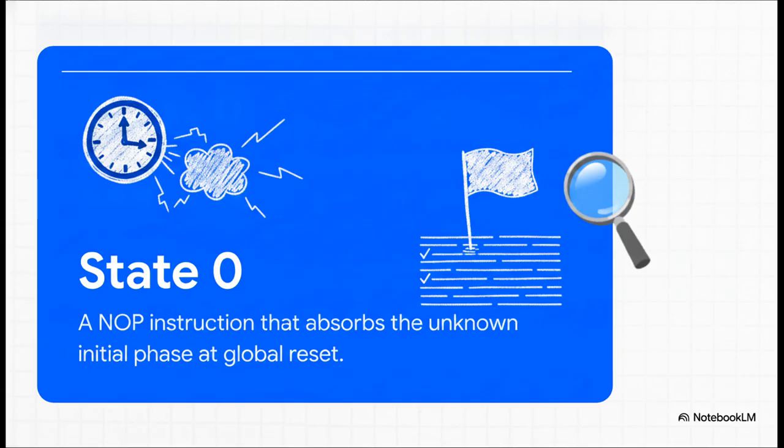Think about it. When a free-running clock first starts up after a global reset, nobody knows what phase the world is in. That very first state is always of an indeterminate length. Instead of trying to engineer some incredibly complex workaround, the architecture uses a single NOP instruction, state zero, to just swallow that unknown first moment whole. It's exactly like planting a flag on uncertain ground, absorbing all the initial chaos so that from the second state onward, all subsequent timings are absolute, exact, and mathematically perfect.